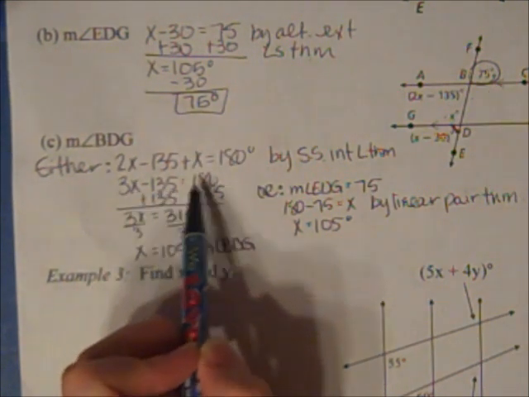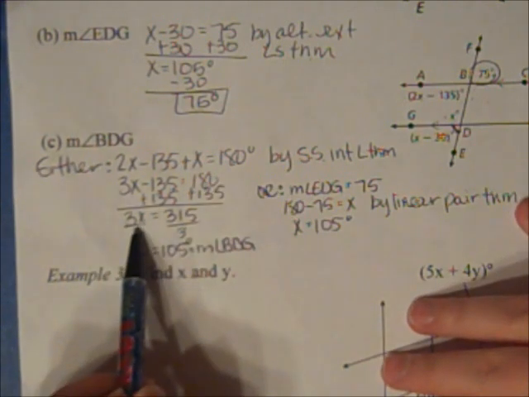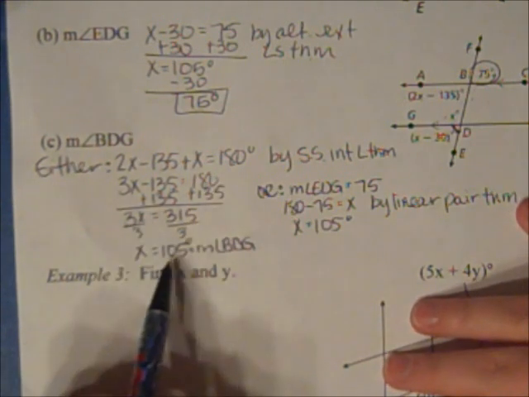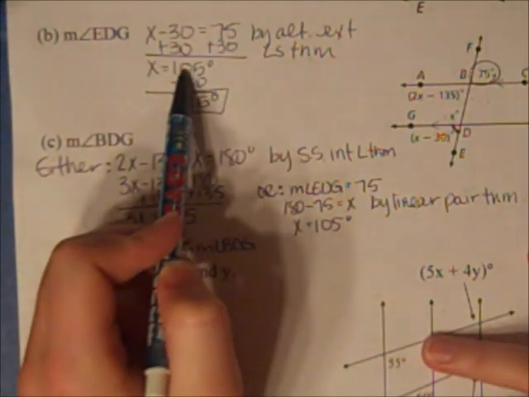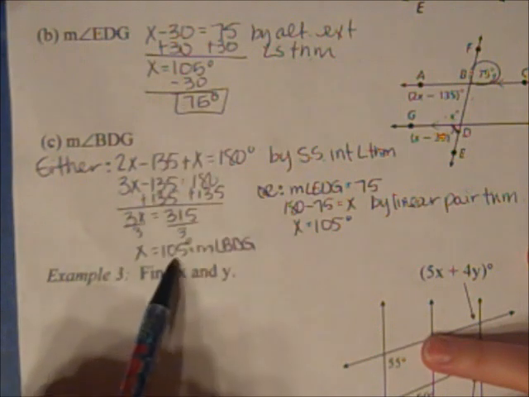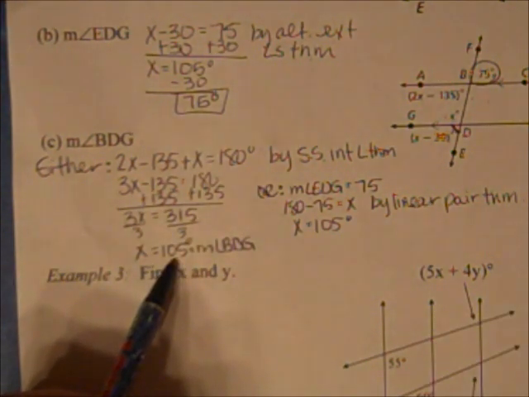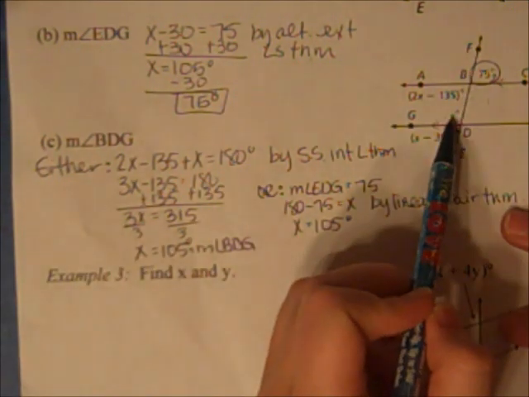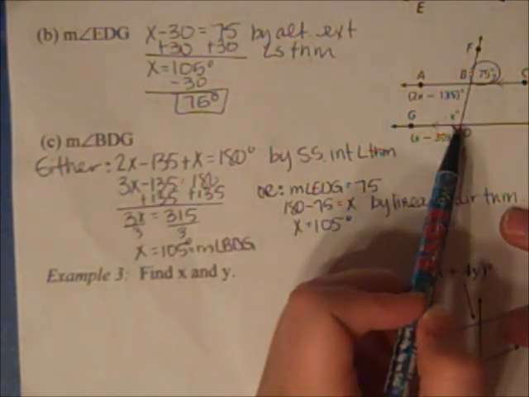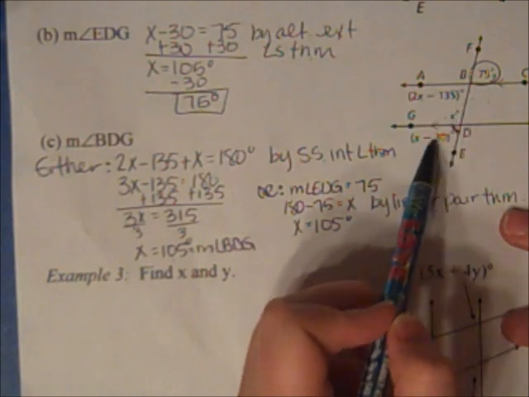Simplified, 3X minus 135 is equal to 180. Move the 135, 3X is equal to 315, and I got my X is equal to 105. Now, of course, I already knew it was 105 from this side, but I'm just showing you a different way. Okay. Another way that you could do this is without using the new material at all, which is using what we learned in Chapter 1, and knowing that this angle BDG, this X, and GDE are a linear pair.